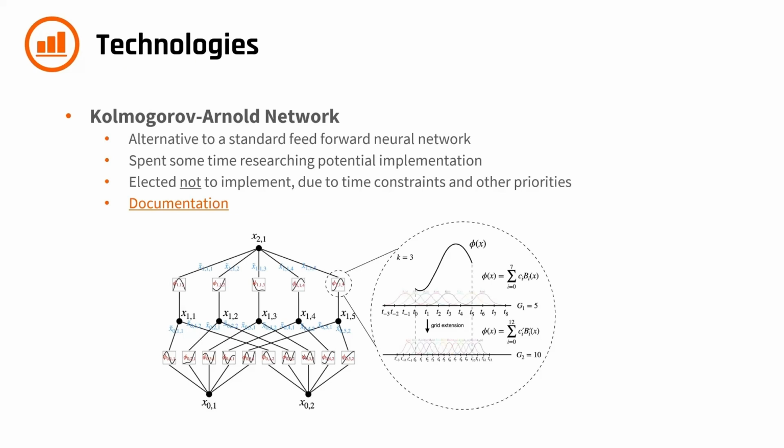I also researched implementing a feed-forward neural network alternative known as a Kolmogorov-Arnold network, or KAN, but due to the amount of work required to do so, I elected to focus on the tasks previously discussed. We leave this as a potential task for teams in the future.